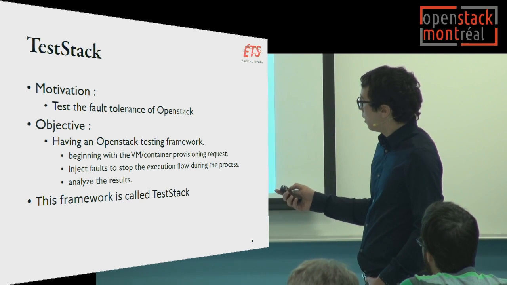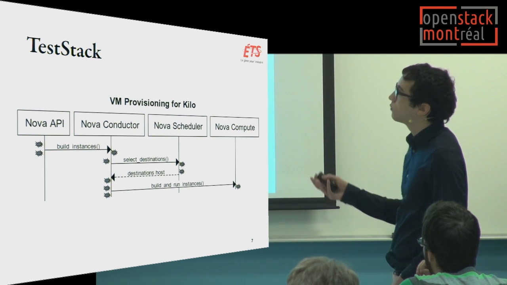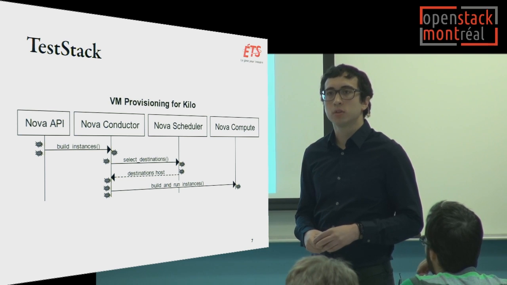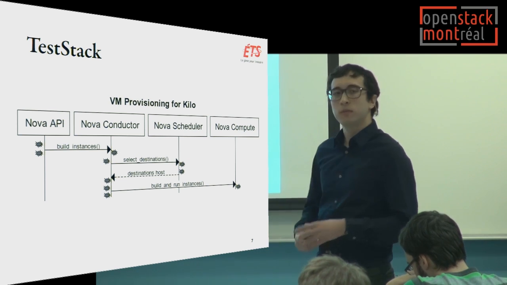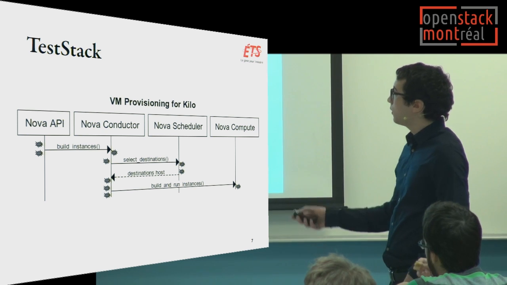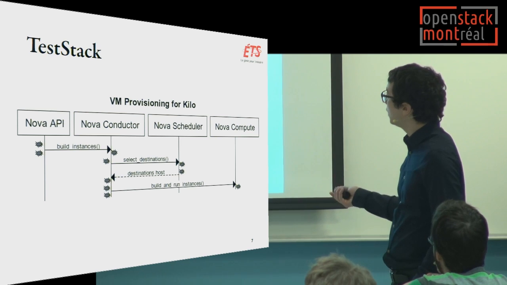So what is a fault? To understand what is a fault, in fact, the fault is a very small script we inject in the OpenStack code itself. And when this small script is executed, then the service where the fault is executed will be stopped and will be restarted later.